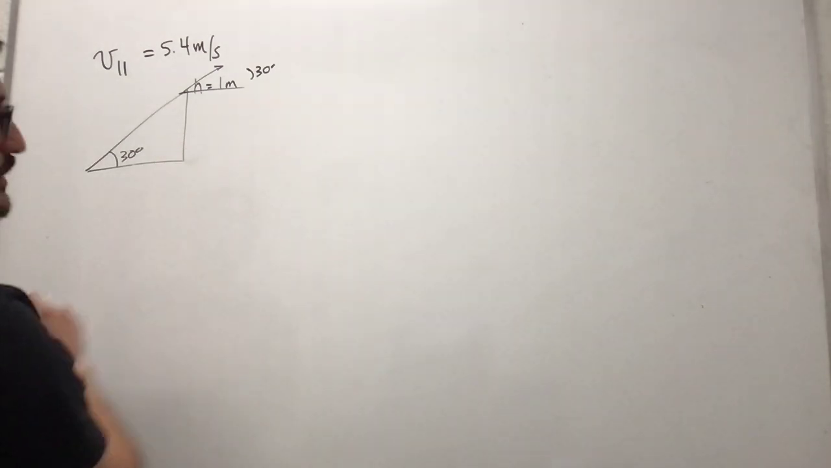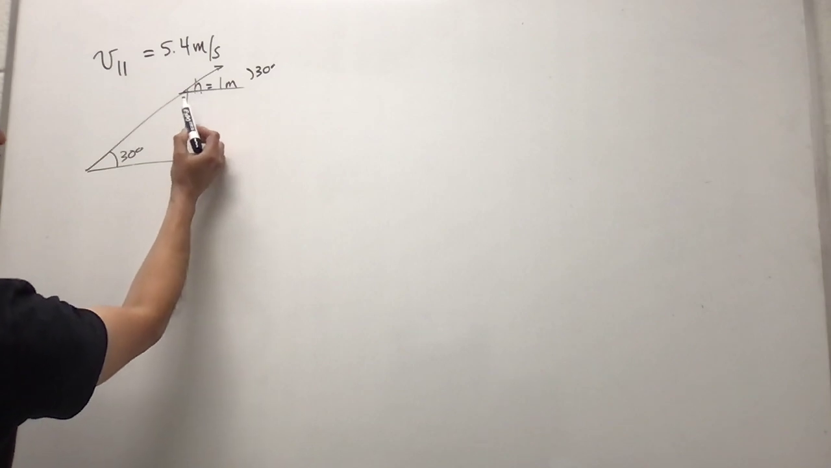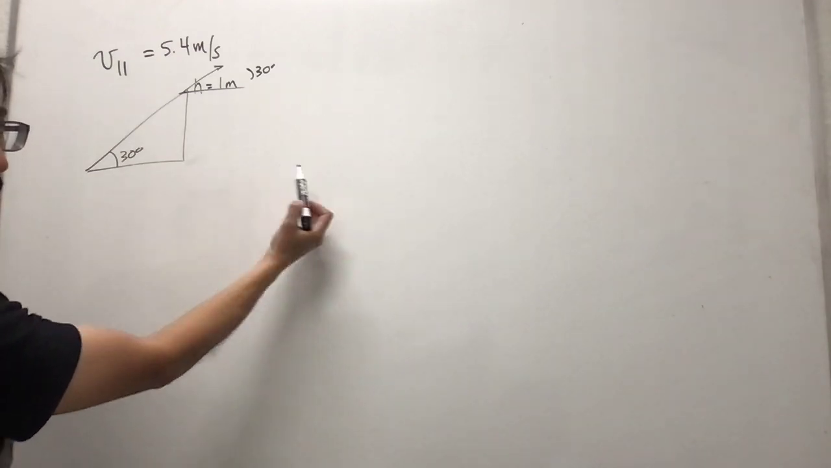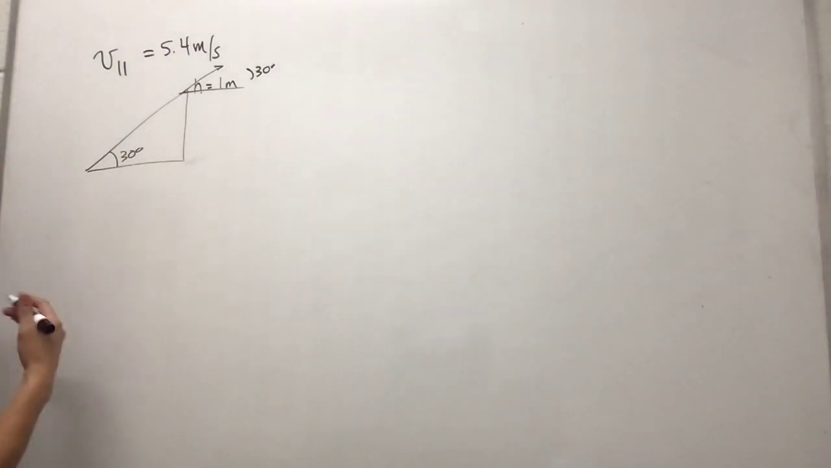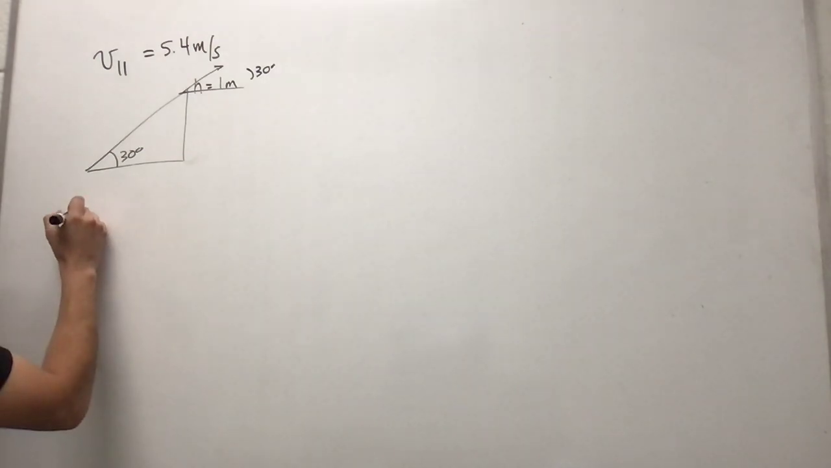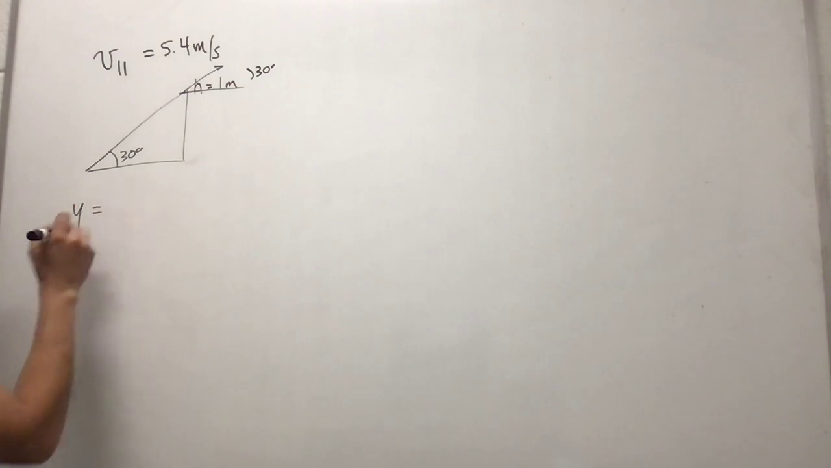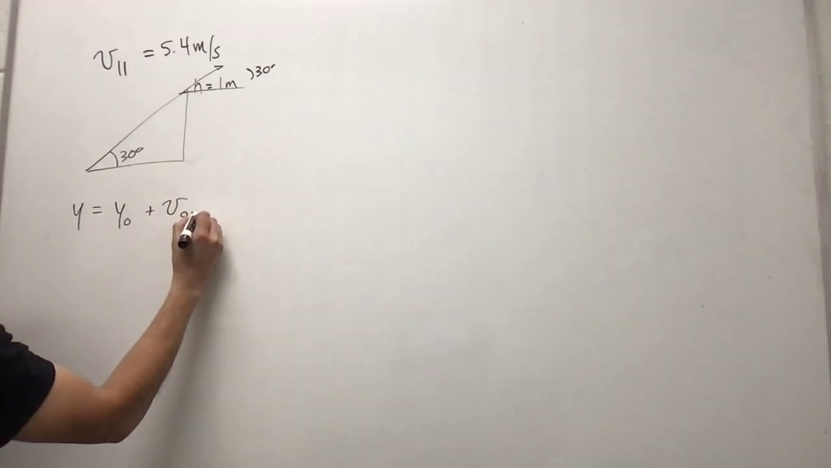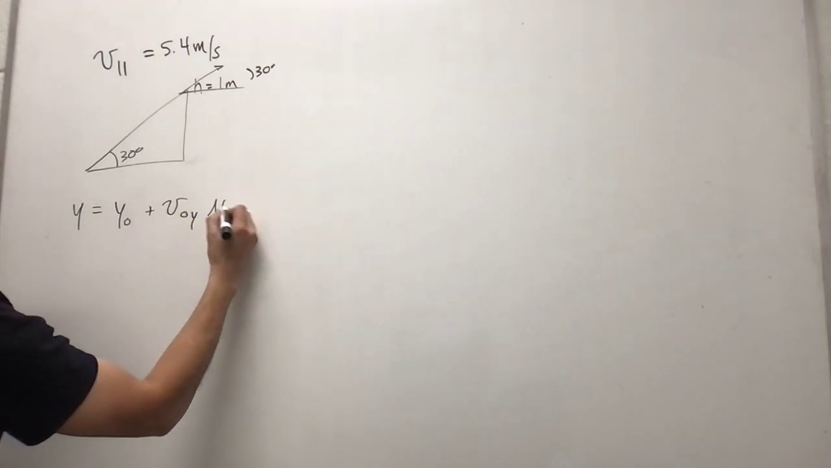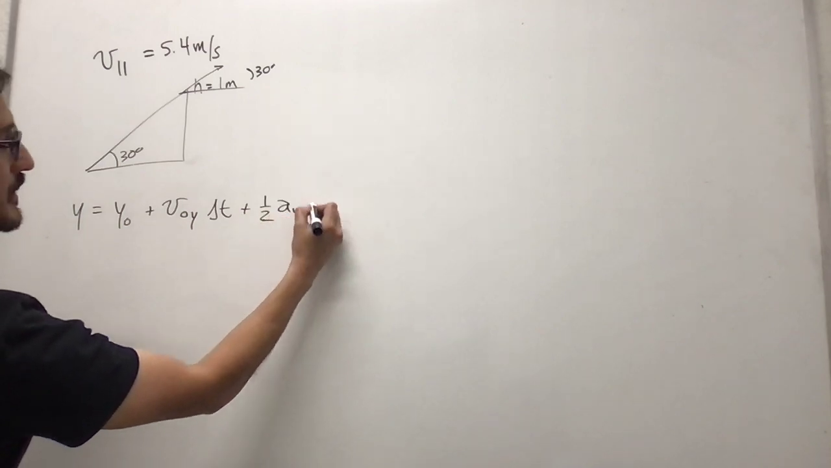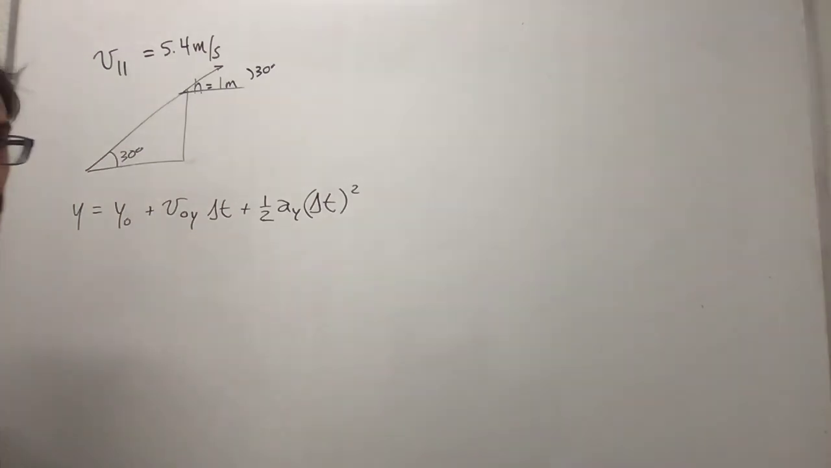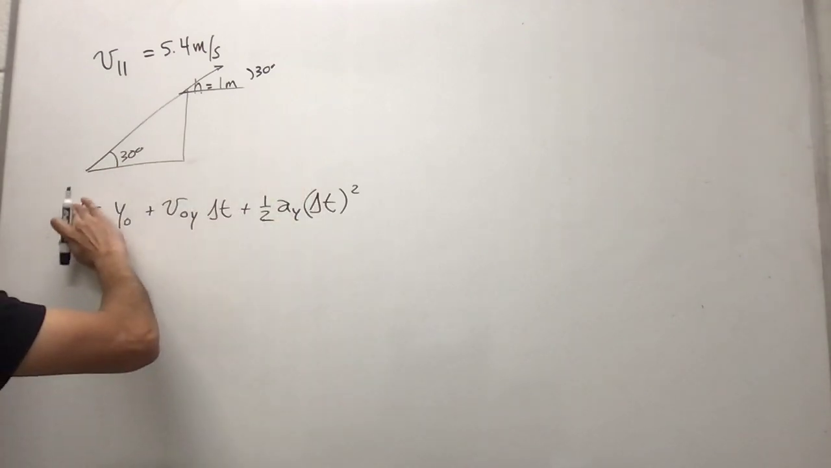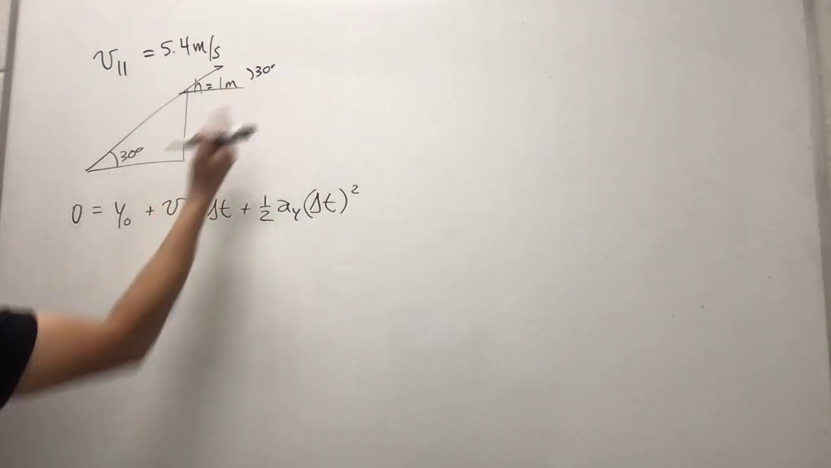Okay, so how do we proceed? We need to know how long it's going to take the skateboarder to get to the ground before we can figure out what is the distance that she covers. So we can use the position versus time kinematic equation. And if we write it, just for y, the vertical direction, this kinematic equation, the final position is going to be 0, and the initial position is 1.